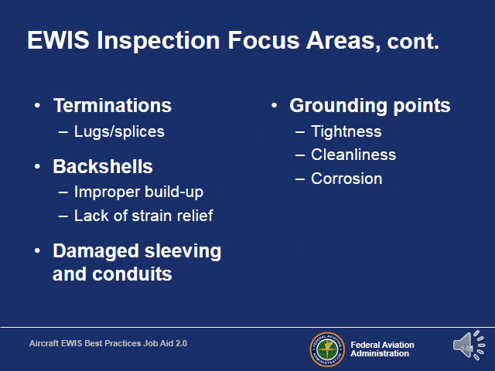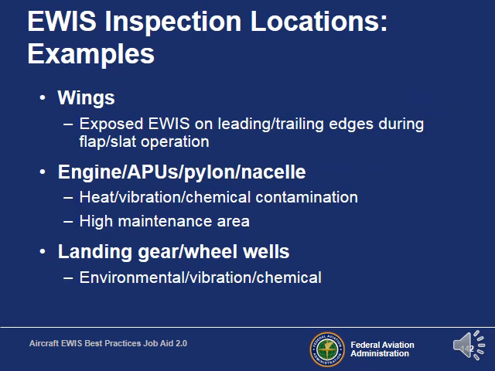We talked about terminations. We talked about back shells. That's in the connector, the strain and things of the wires going into and out of the connector. We talked about damaged sleeves and conduits and grounding points. So, where on the aircraft do we need to pay extra special attention?